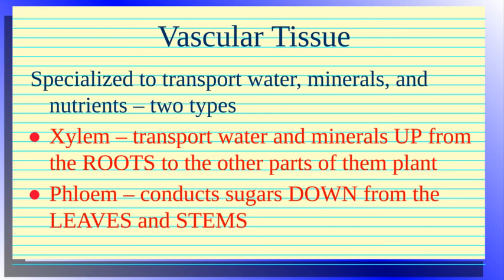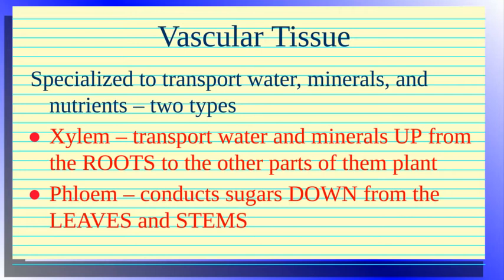So we're in part 2 of kingdom plants. We're going to start with the vascular tissue. This is where we left off in the last video. Vascular tissue is specialized to transport water, minerals, and nutrients. There are two types of tissue that do this, the xylem and the phloem.